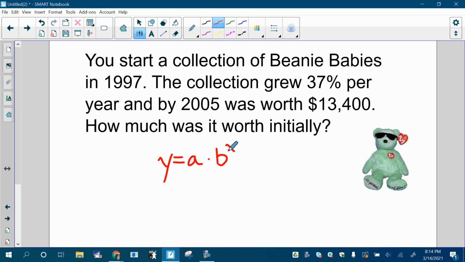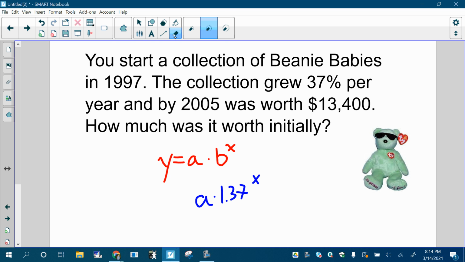First, it grew 37%. So my b is going to be more than 1. It's going to be 1.37. Going up 37%, we have 137% of what we used to have. Our b is 1.37. Our starting amount, we don't know, okay? That's what we're trying to figure out.